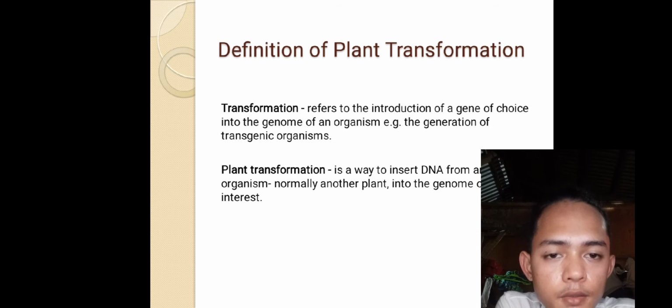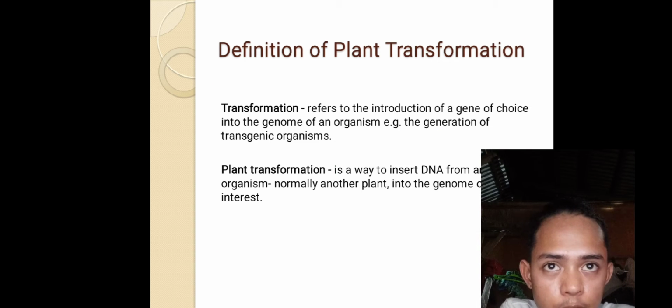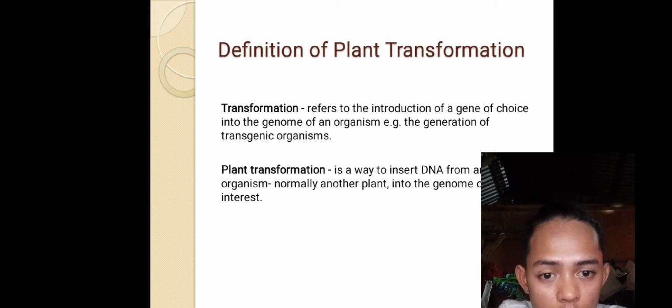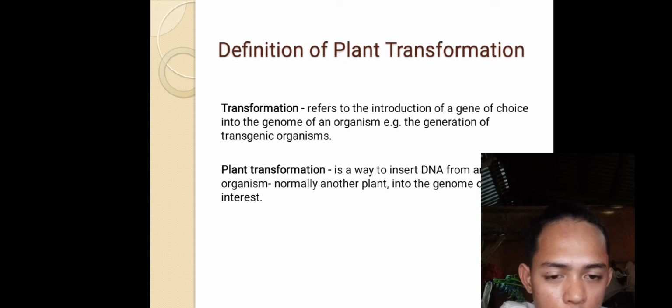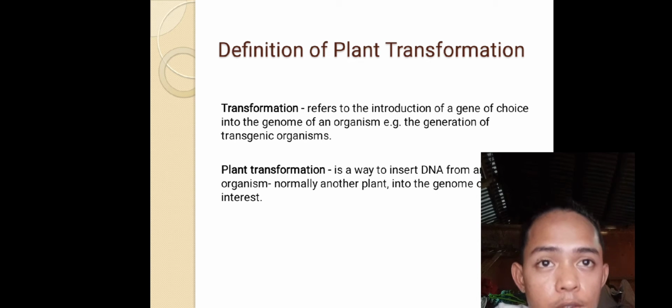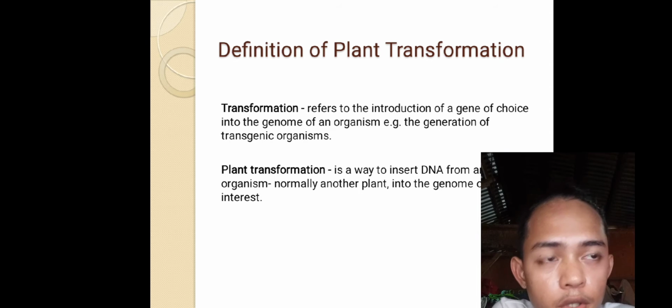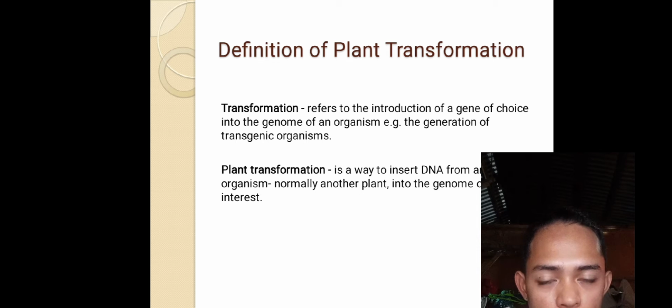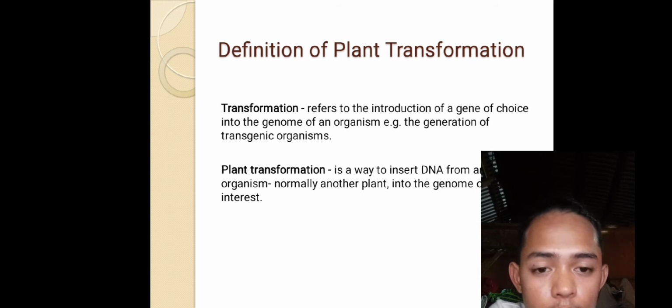So, the definition of plant transformation. Transformation refers to the introduction of a gene of choice into the genome of an organism. These genes of one species can be modified, or genes can be transplanted from one species to another. Most transgenic organisms are generated in the laboratory for research purposes. So plant transformation is to insert DNA from another organism, normally another plant, into the genome of a plant of interest.